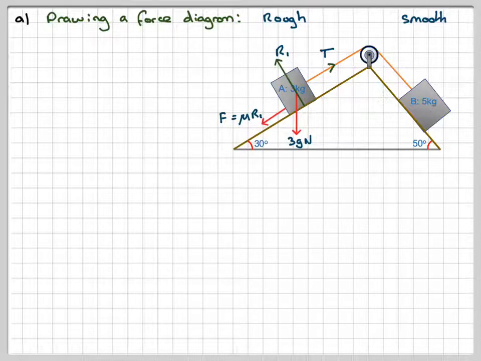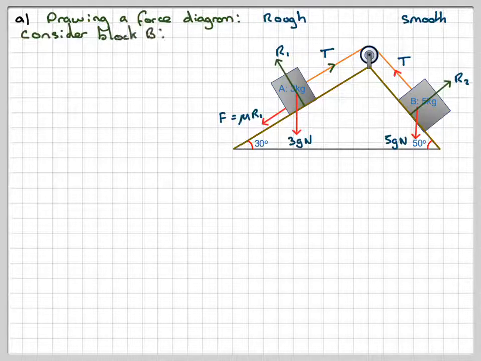For the 5 kg block, we've got the weight acting downwards. We've got the normal reaction, which I'm going to call R2. And we've got the tension in the string, but we've got no friction because we're told this is a smooth slope. Right, so we need to find the tension in the string. The easiest one to do is to consider block B.